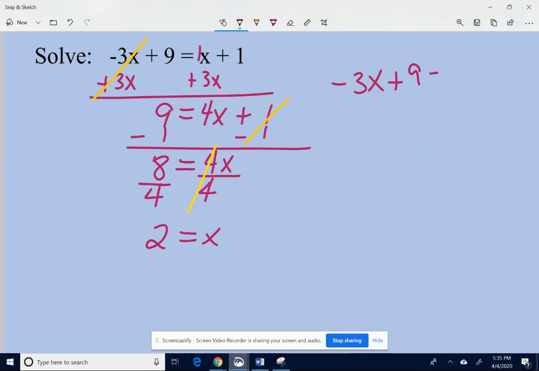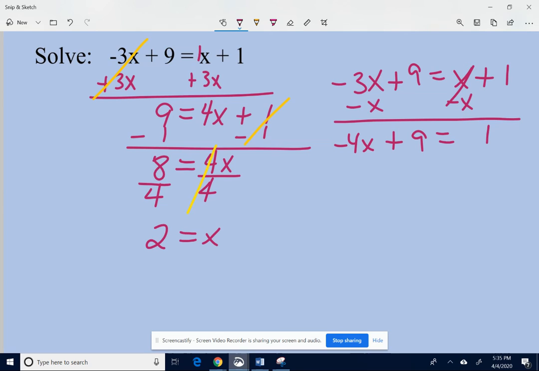I want to show you that I would still get the same answer if I got rid of the x instead. So if I had gotten rid of the x at the beginning, instead of the subtracted 3x, I could have subtracted x from both sides. The negative 3x minus x, think of it as negative 3x plus negative 1x, is negative 4x, plus 9 equals 1. Now we have all of our x's on the left.